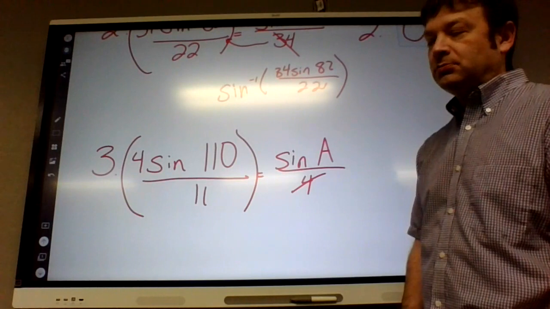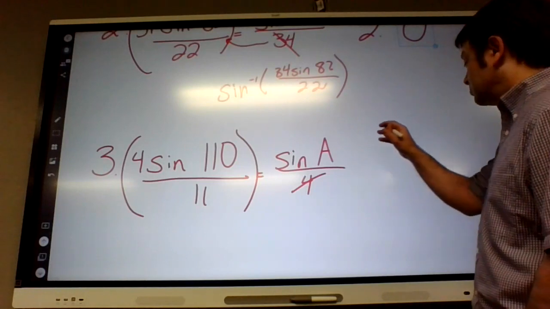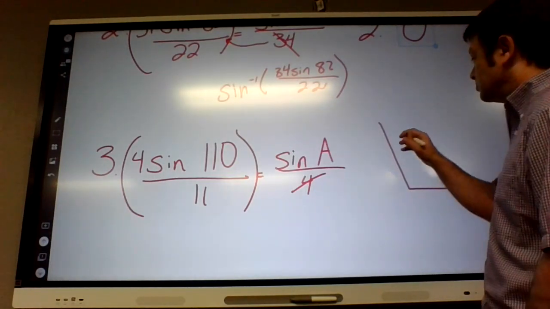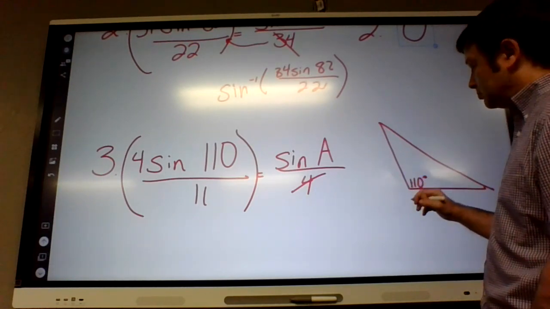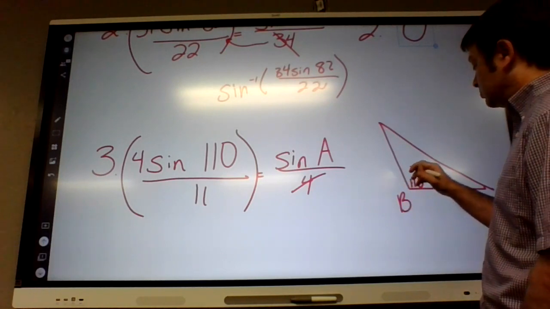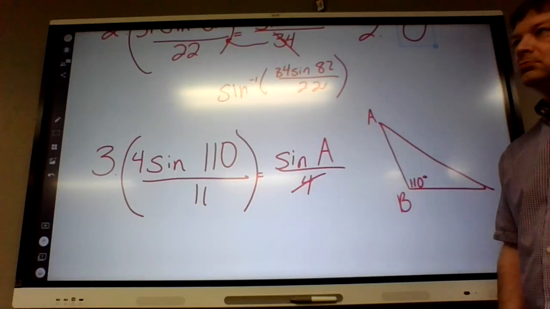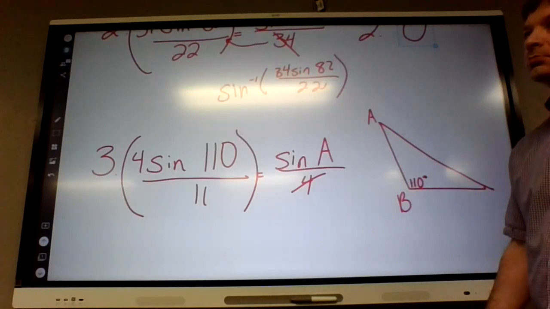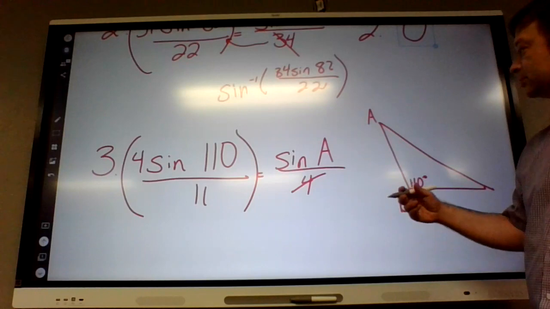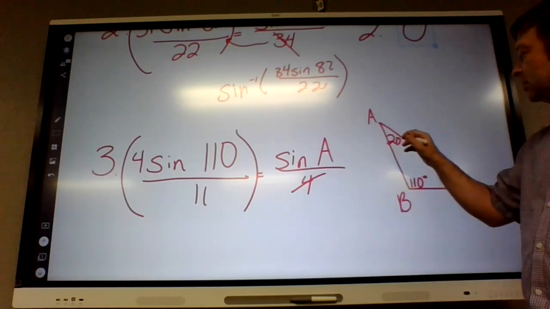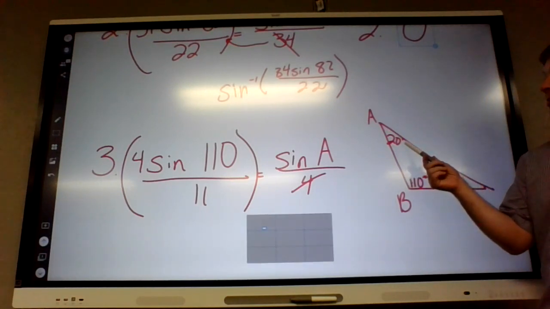This one should work. You got what? 12? 20? Okay, so we got a 20-degree angle.